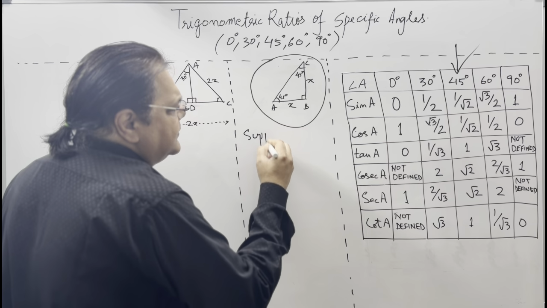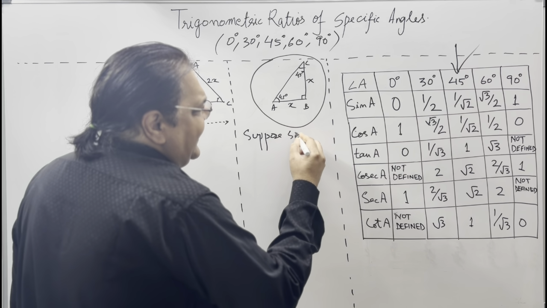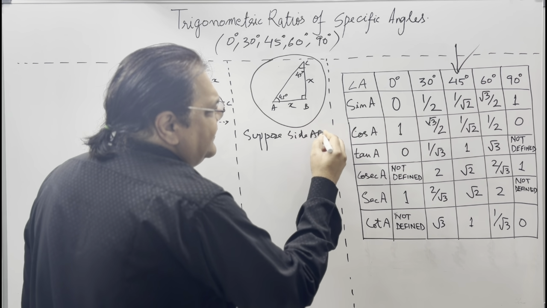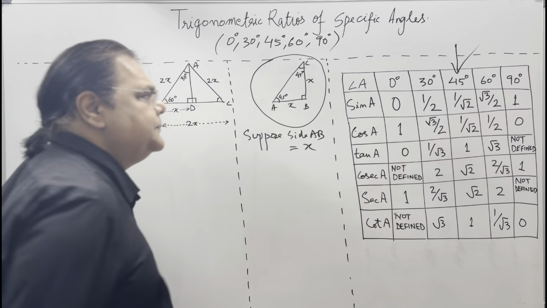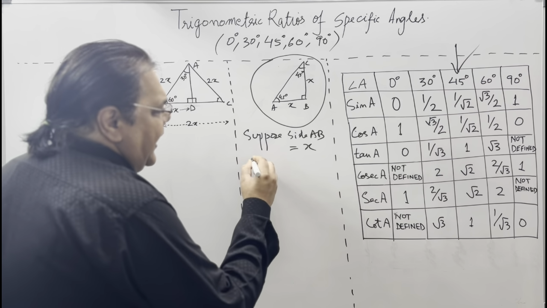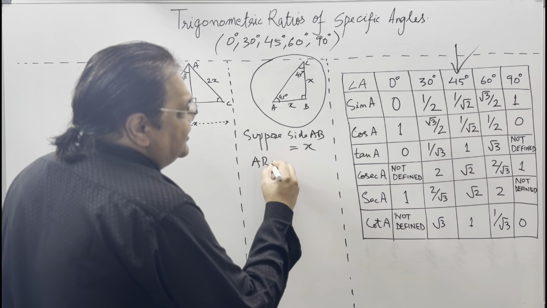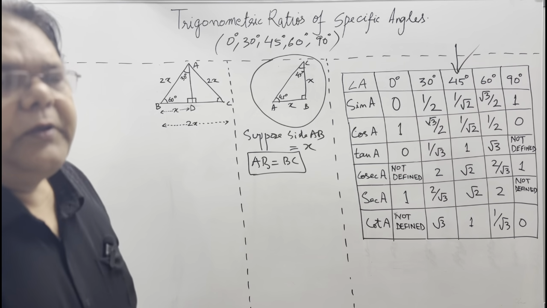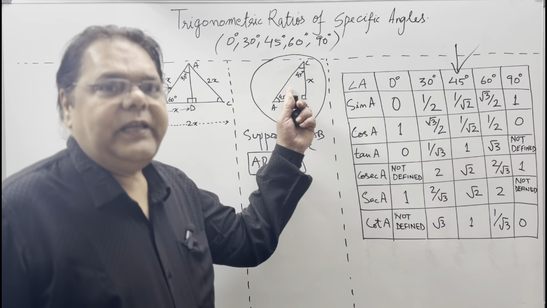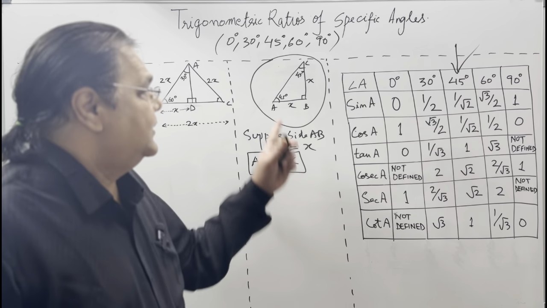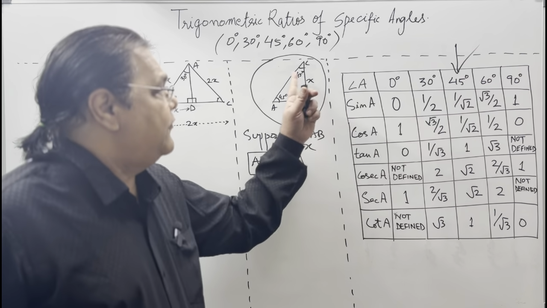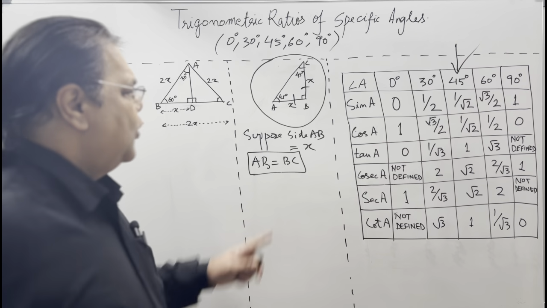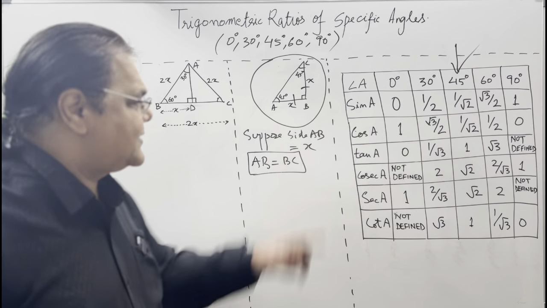Suppose side AB is equal to x. Therefore, AB is equal to BC because this is in one way an isosceles triangle. The angles are 45, 45, so these sides are equal. So if this is x, this is x.